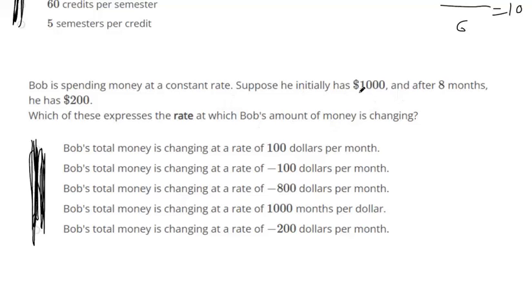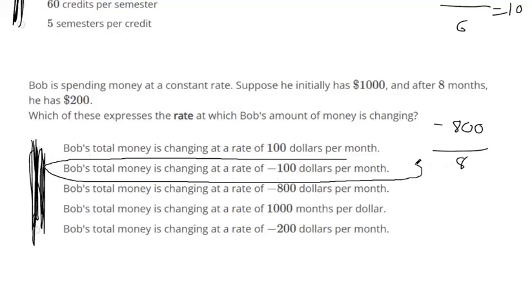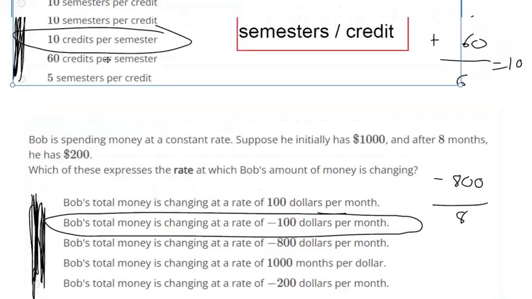Bob is spending money. Look, these are all basically the same. Starts with $1,000. After 8 months, he has $200. So Bob lost $800 over 8 months. So that's a change of negative $100 per month. Negative meaning our amount of money decreased. We can check my answers. Yep. Yeah, all right.